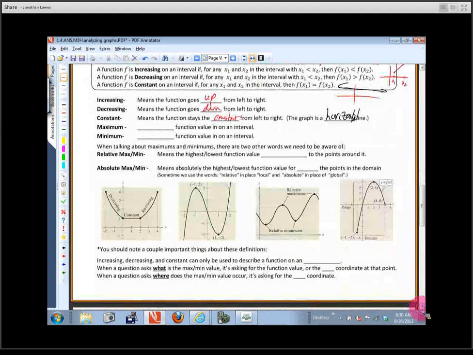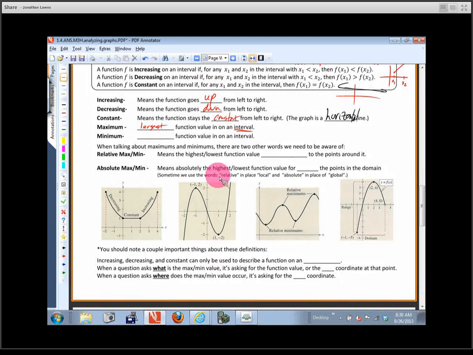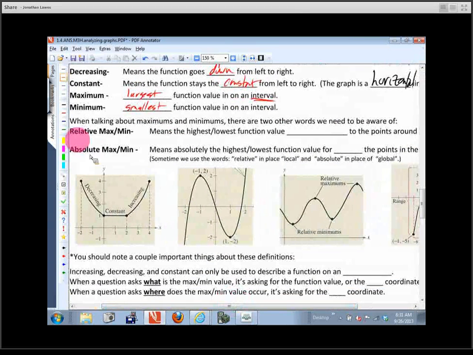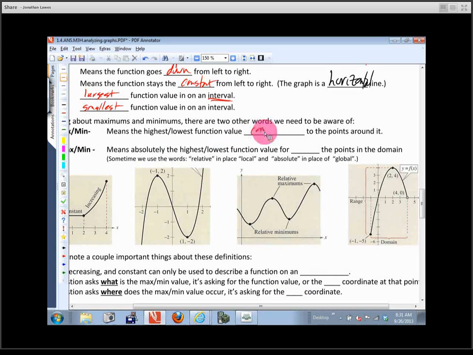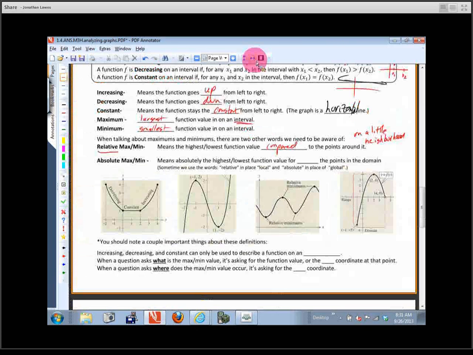Okay? So, some more vocabulary that you've probably heard before. Maximum and minimum. Okay? Maximum is the largest or the greatest function value on an interval, and the idea that it's on an interval is important. And minimum is the smallest or least. And then this particular textbook uses an additional vocabulary when we're talking about maxes and mins. Okay? So it uses the word relative. So if we're talking about the relative max or the relative min, it means either the highest or lowest function value, greatest or smallest, however you want to think of it, compared to the points around it. And sometimes we'll say on a little neighborhood. So in a little neighborhood, is it the biggest or the smallest function value?